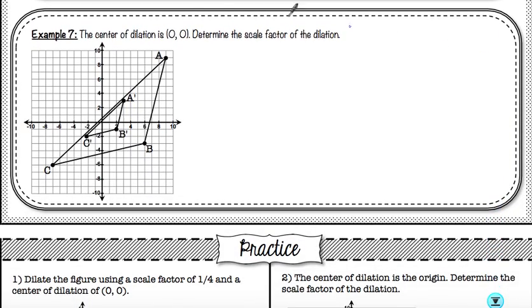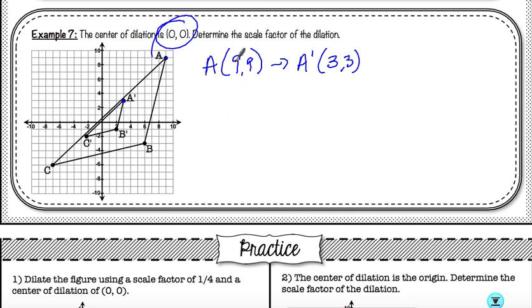The last example says the center of dilation is 0, 0. Determine the scale factor. So there's a few ways you can do this, but since the center of dilation is 0, 0, I'm going to do this the easiest way that I know how. Choose 2 points that are corresponding points. I'll choose A and A prime. A is located at 9, 9. And somehow it was transformed to get A prime 3, 3.